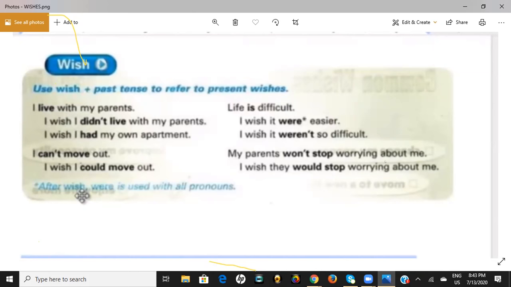Now look at the last one. My parents won't stop worrying about me. No paran de preocuparse por mí. I wish they would stop worrying about me.